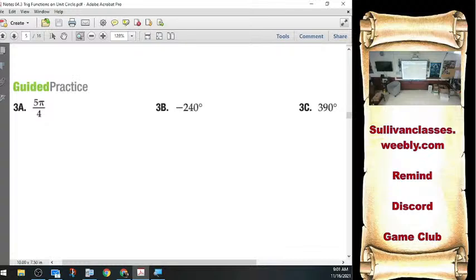So when you're looking at this 5 pi over 4, instead of thinking about cutting up the pizza, maybe cut up the calzone. Semicircle. Calzones are awesome.